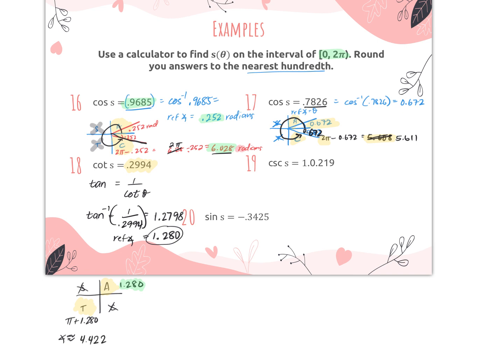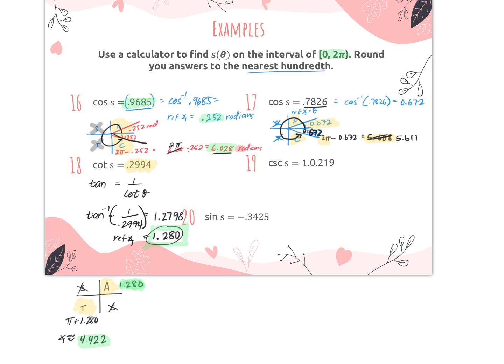And so that's the second angle, 4.422 radians. All of these are in radians, okay? So again, my reference angle was this. In quadrant 1, the solution is the reference angle. In all the other quadrants, I have to either add or subtract something to it. I have to figure it out per quadrant.